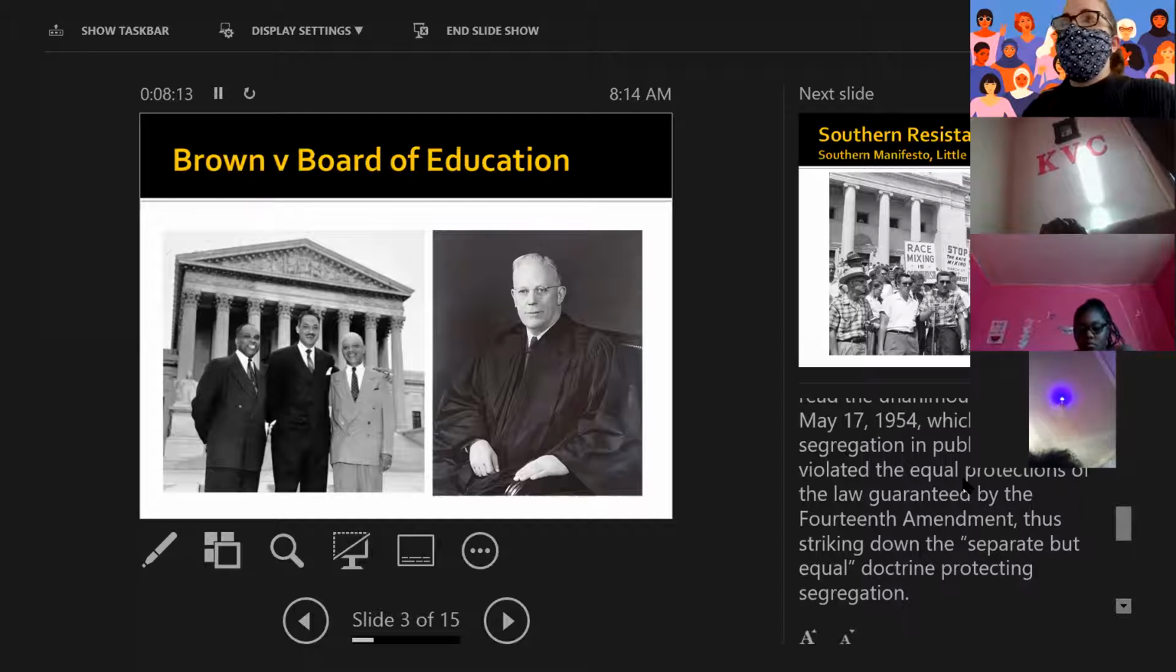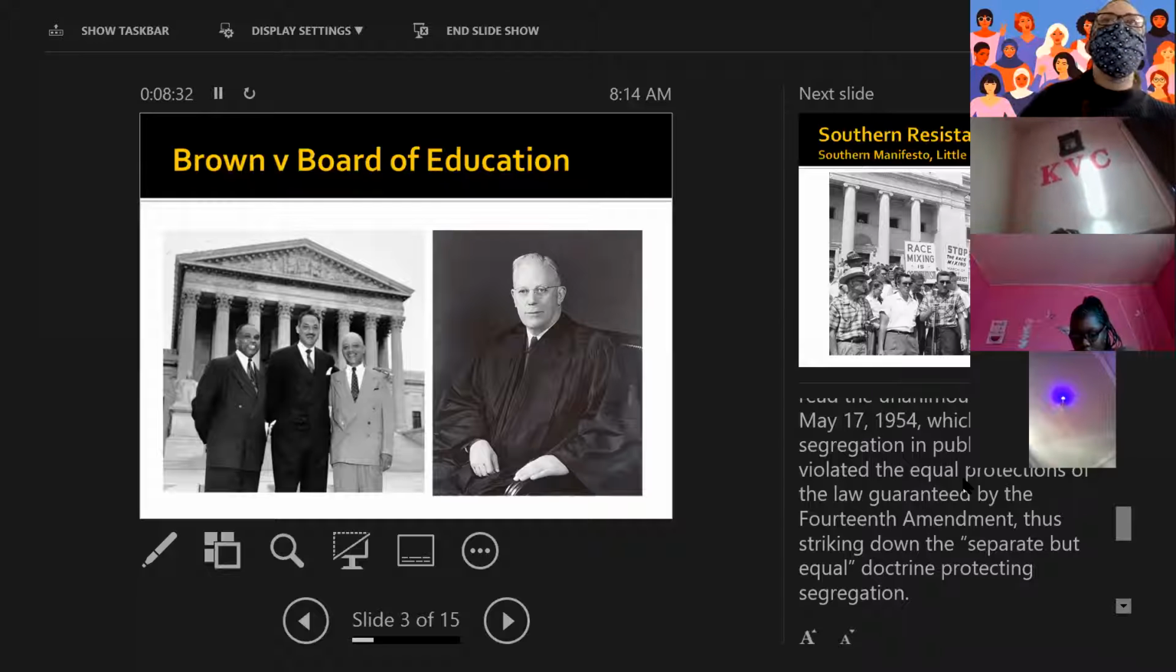The head of the Supreme Court at this time was Justice Earl Warren. Earl Warren, in 1954, read the Supreme Court's unanimous decision on Brown versus Board of Education. So again, the Supreme Court voted unanimously and said that segregation in schools is unconstitutional.